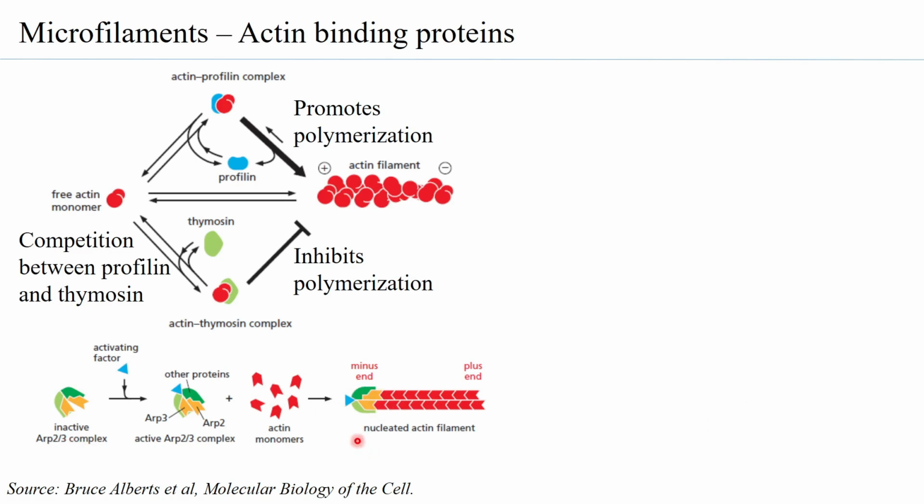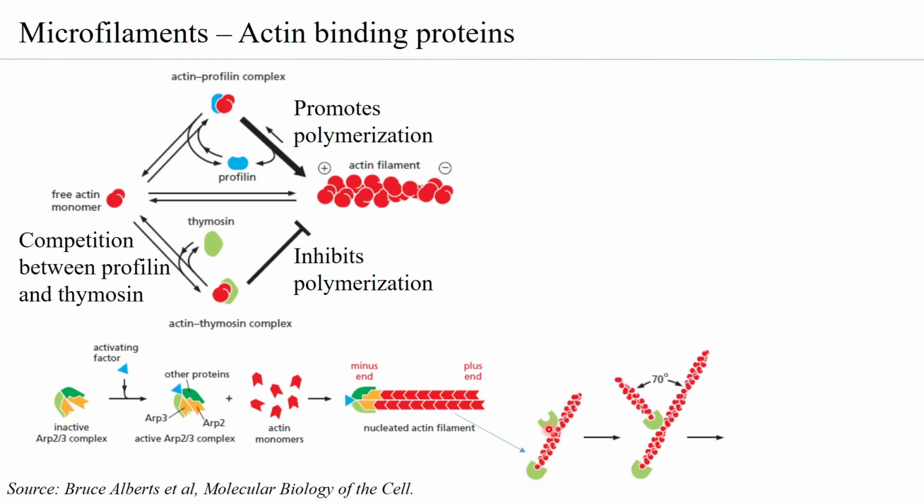So in here, what you would observe is that there is a pause at the minus end, because you cannot have addition of the actin filaments at the minus end because of the presence of the ARP2/3 complex. But the ARP2/3 complex is the nucleation point for the polymerization of the actin filament, with the actins being added only at the plus end.